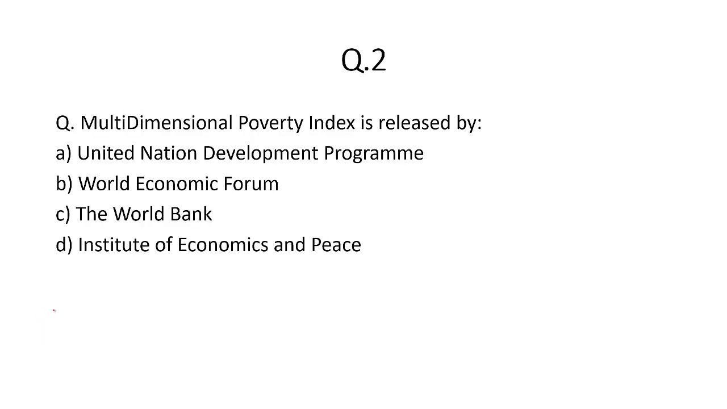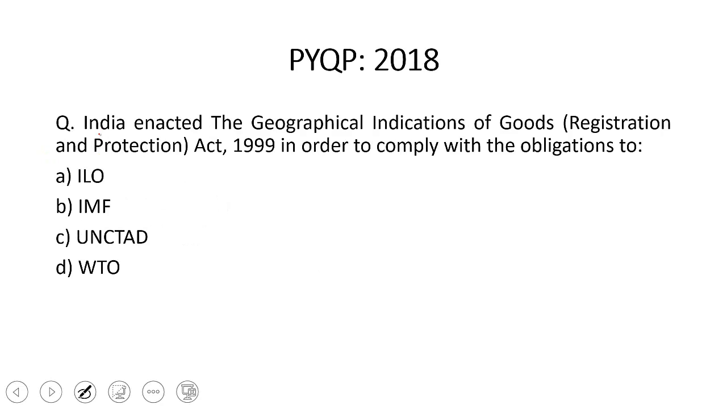Let's look at another question. Multidimensional Poverty Index is released by the United Nations Environment Development Program. Previous year's prelims-based question 2018. India enacted the Geographical Indications of Goods and Protection Act in order to comply with the obligations to the World Trade Organization.